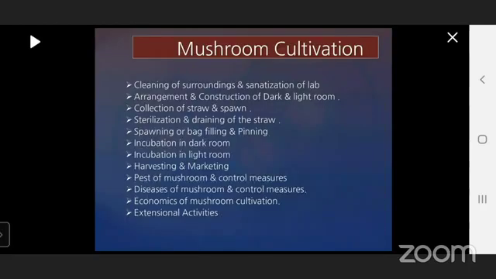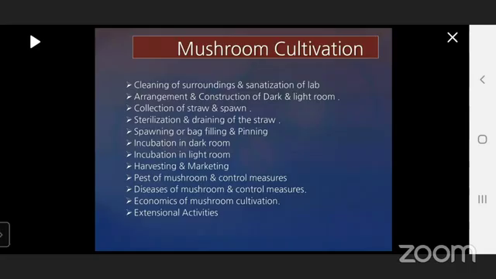Spawn means the seed of the fungus, and it is multiplied using mass multiplication techniques, and spawn is used for the cultivation of mushroom as a seed. Then sterilization and drainage of the straw is most important for a successful mushroom, because there are different microbes in the environment.